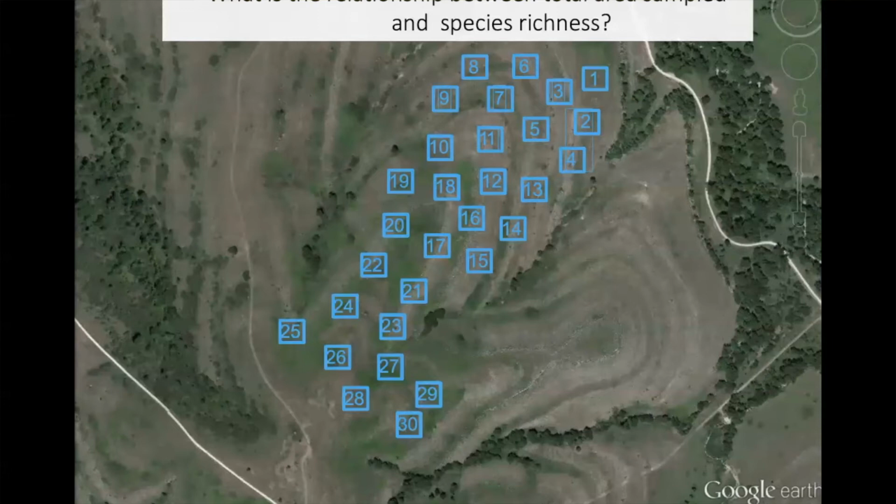So what do you expect the relationship is going to be between the number of species you've detected and the total area that you've sampled as you go from 1 to 30? Any guesses as to what that's going to look like? Say that a little louder.